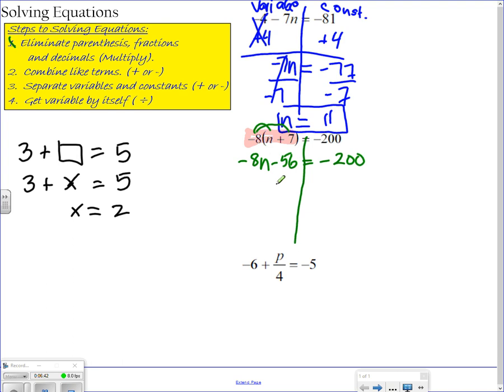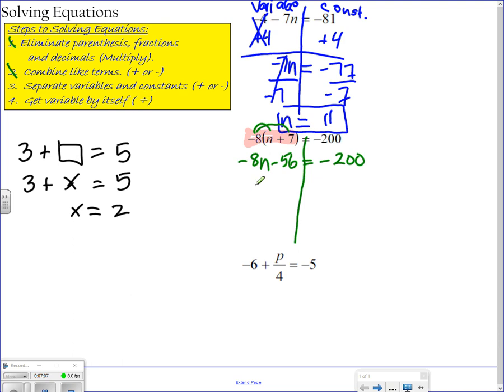If you look at the left side, can you combine these two? No, you cannot combine them because this number and this number are different. They're not alike. Right hand side, can I combine this? The answer is no, because it's by itself. So step number 2, there was no need for it. I'm done with that.